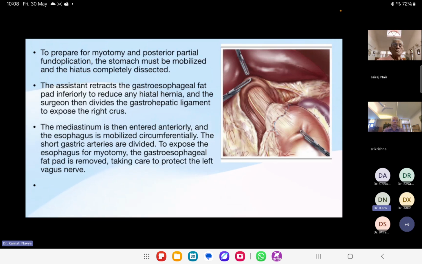Then the mediastinum is entered anteriorly, and the esophagus is mobilized circumferentially. The short gastric arteries are divided to expose the esophagus for myotomy. The gastroesophageal fat pad is removed, and care should be taken to protect the left vagus nerve because it lies in the gastroesophageal fat pad. You can see the yellow structure in the picture shown below, and you can see the gastric fundus is pulled down to expose the gastroesophageal fat pad.